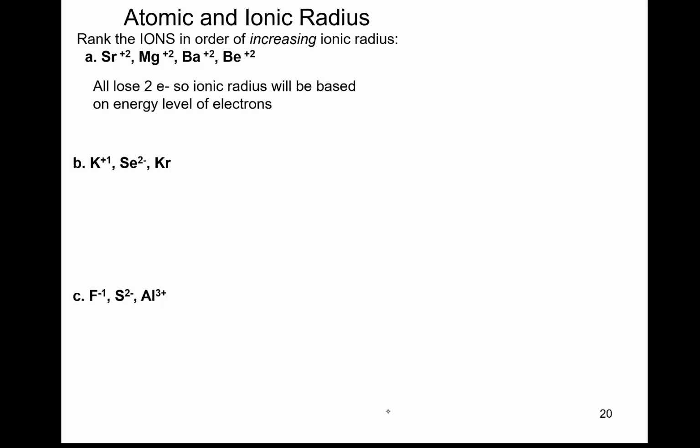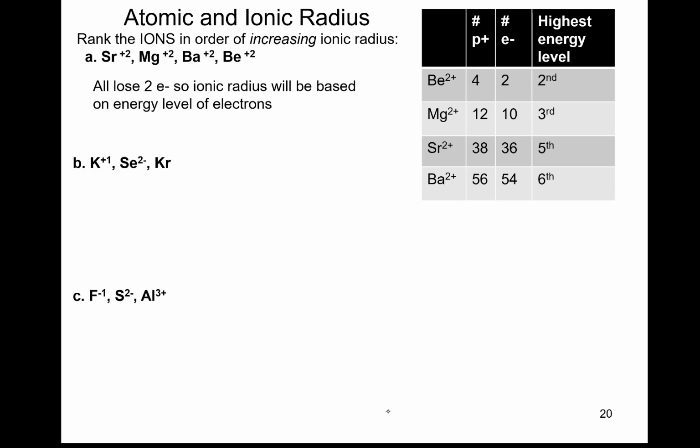They're all gonna lose 2 electrons, so their ionic radius will be based on the energy levels of the electrons. Keep in mind, as you go down a group, we're increasing in energy levels. So we kind of made a table here. We've got the beryllium ion, magnesium, strontium, and barium ions. They are listed in the order they would be on the periodic table. Beryllium's above magnesium, which is 2 spaces above strontium, which is above barium. So we can see how many protons they have, how many electrons they have, and then their highest energy level.